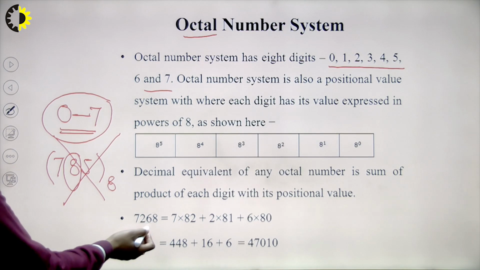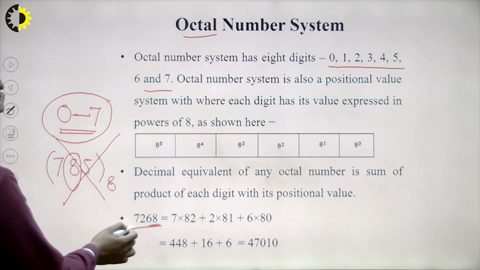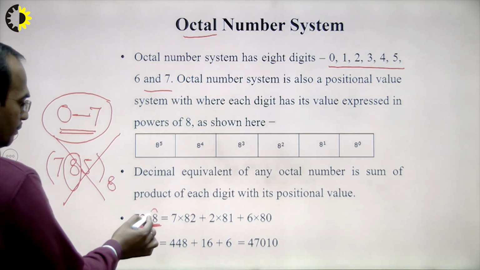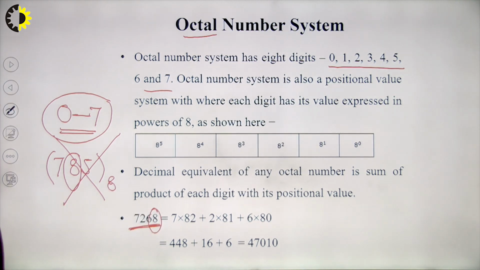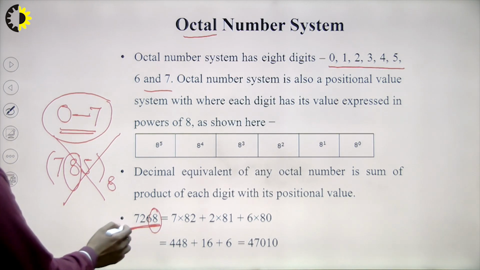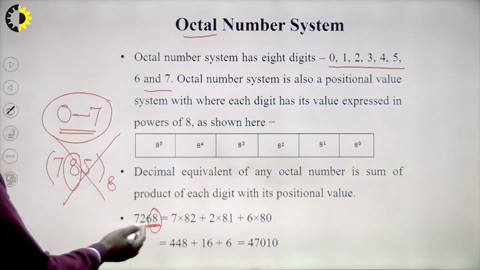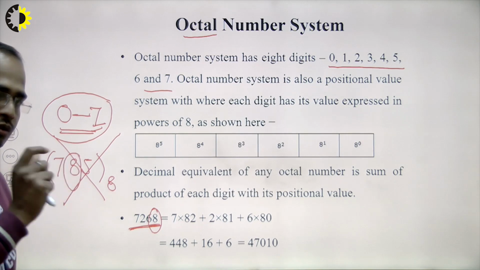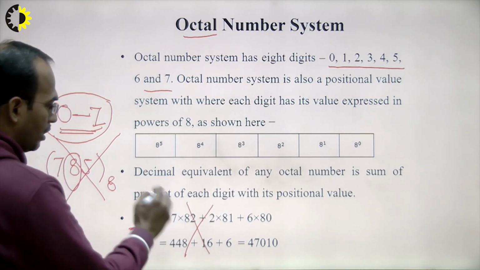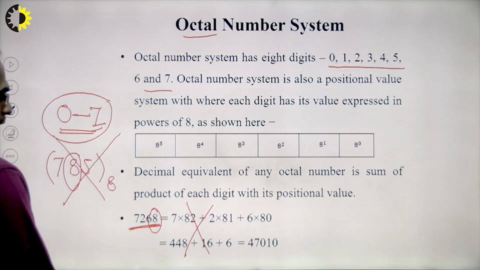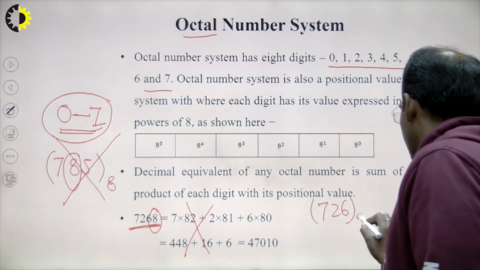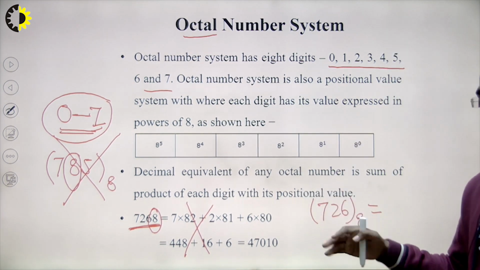Suppose this is 7268. This is not an octal number system. Here the digits used in this system cross the digit 7, or the numbers used are not within the limit of 0 to 7. So this is not an octal number system. But if I am using here 726 at the base 8, now I can convert this number into the decimal number system.